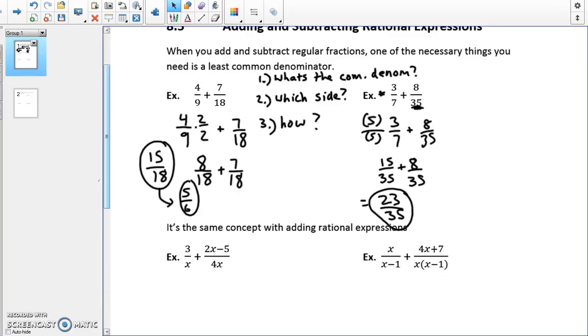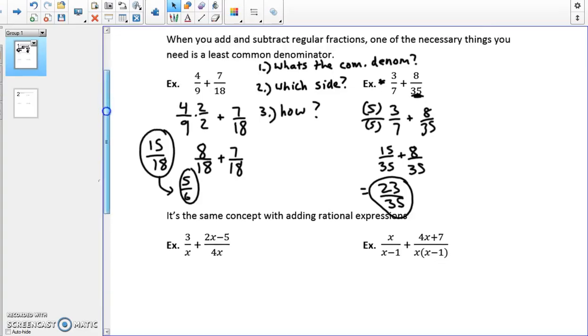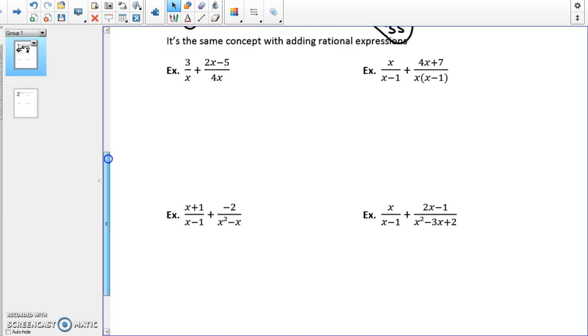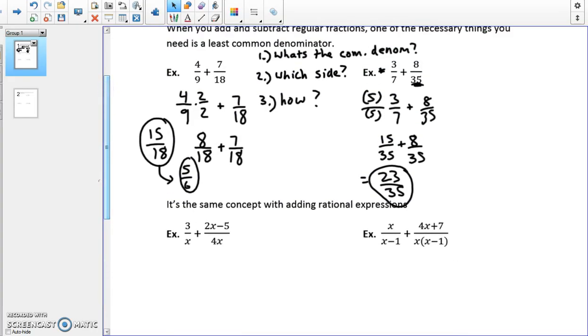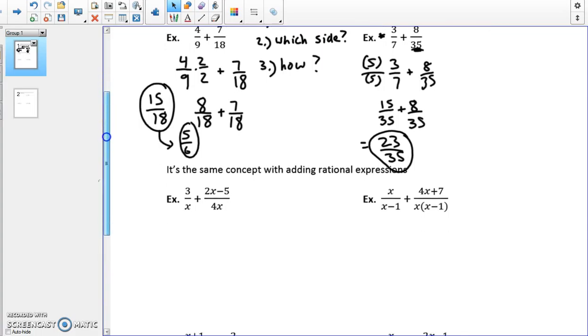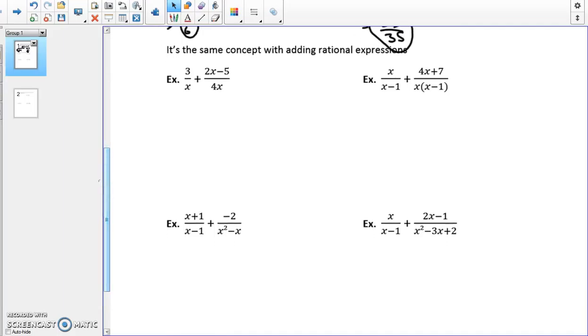Just remember common denominators. Let's go down to some rational expressions here. Same concept, alright? You want to ask yourself the same 3 questions. Remember, number 1, what's the common denominator? Number 2, which side do we adjust? And number 3, how do we adjust it? So with a problem like this, in the first example, you have 3 over x plus 2x minus 5 over 4x. What is our common denom? Common denom. I like that little expression. For this problem, it's going to be 4x. We want that to be our common denominator.